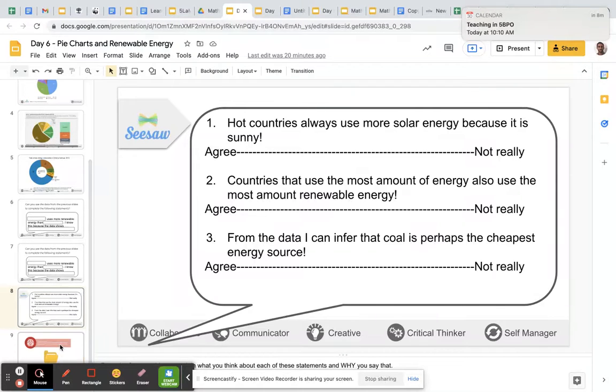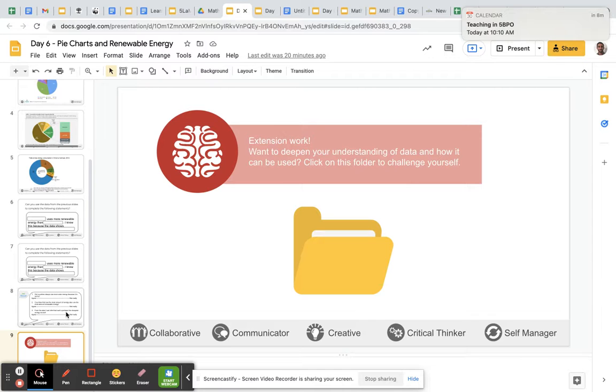On the next slides after that, there is some extension work if you feel like you want to take your learning deeper.